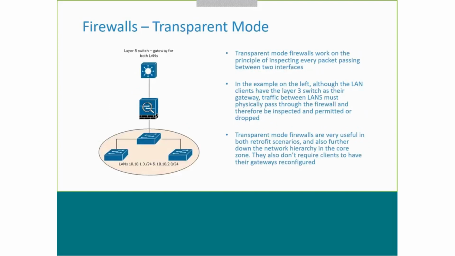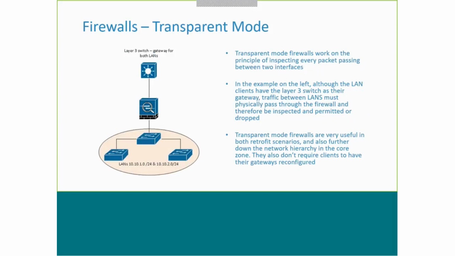So this is the transparent mode. Essentially, it's based on the principle that we're inspecting traffic that is physically coming through the device, through the firewall. If you look at the diagram on the left-hand side, imagine we've got our network at the bottom. We've got two LANs, VLANs and whatnot on that switch. But if we want to talk from LAN to LAN, that has to go up to that layer 3 switch, because that's the default gateway for both VLANs.